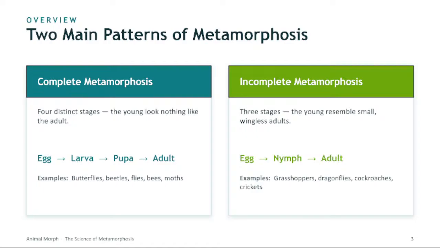Two main patterns of metamorphosis: complete metamorphosis and incomplete metamorphosis. The four distinct stages of complete metamorphosis are the egg, larva, pupa, and adult. Examples of organisms that do this are butterflies, beetles, flies, bees, and moths. But for incomplete metamorphosis, the young resemble small wingless adults, going from egg to nymph to adult. Examples are grasshoppers, dragonflies, cockroaches, and crickets.